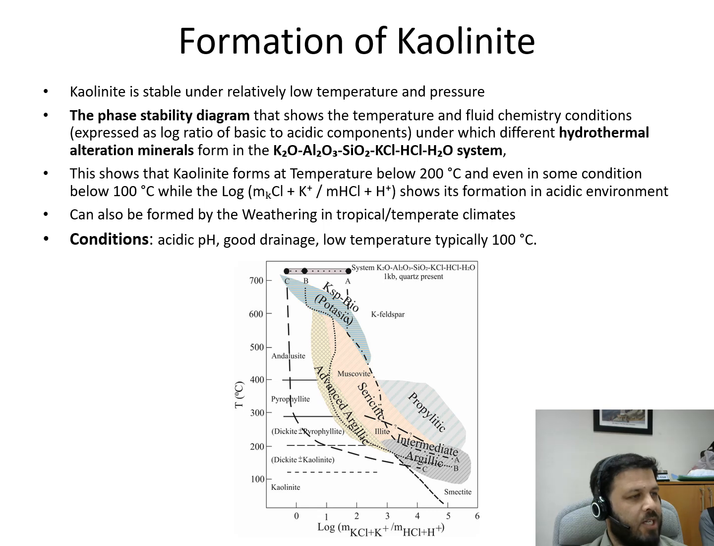The environment wherein kaolinite forms is acidic, and it can also be formed by weathering in tropical and temperate climates. The overall conditions for kaolinite formation are that it must be an acidic environment, if found through the weathering process. Good drainage is required with a low temperature, typically up to 100 degrees Celsius or even sometimes below this.